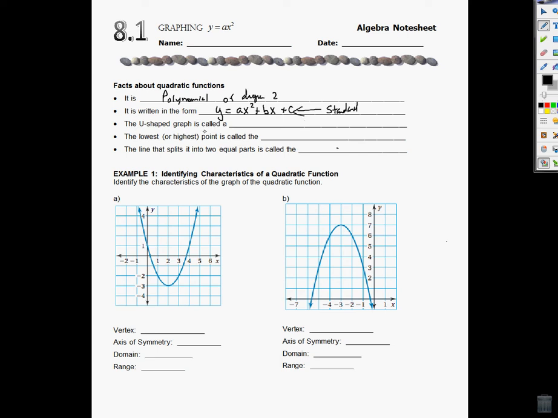The U-shaped graph, so this type of thing, this U shape is called a parabola. And the highest or lowest point on it, so you see here that has a low point, here it has a high point, where the whole thing kind of turns, that is called a vertex.